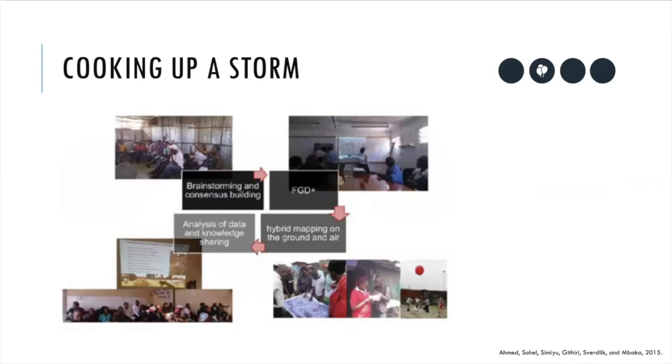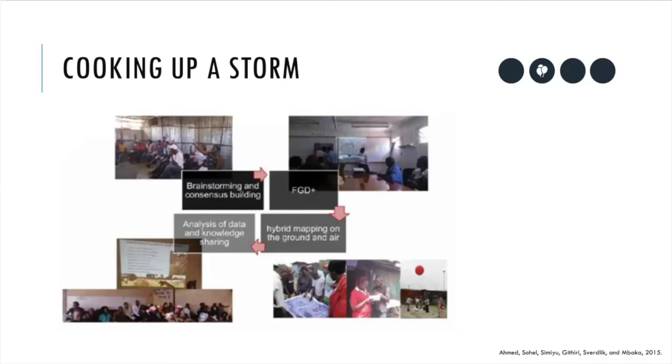And hopefully everyone had a chance to read the first two sections of that article. We all found it pretty interesting, and we hope you did too. You can see on this slide right here is an image taken from the article that shows a little bit of their process that these researchers did, and it's very much a feedback loop where they're working from brainstorming to focus groups and focus groups plus, through to hybrid mapping on the ground and the air, and back to analysis of data, which feeds back into more community consultation.